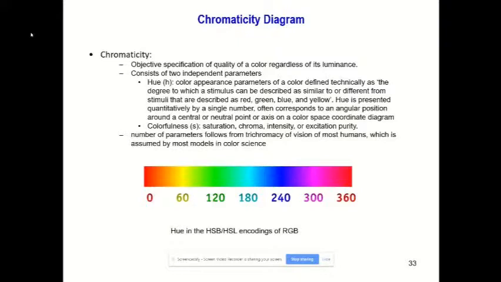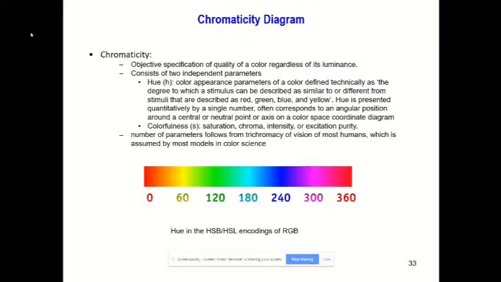Basically, this is about the color appearance of a color, which is defined technically as the degree to which the stimulus of any given color is far from or close to the stimulus of three colors: green, blue, and yellow.